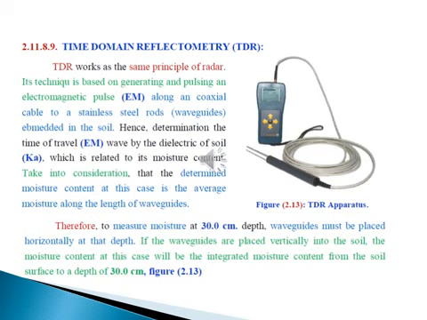Time domain reflectometer, TDR, works on a similar principle. This technique is based on generating an electromagnetic pulse along a coaxial cable coupled to stainless steel rods embedded in the soil, hence determining the travel time of the wave, which depends on the dielectric of the soil, which is related to its moisture content. Please look at the enclosed figure.